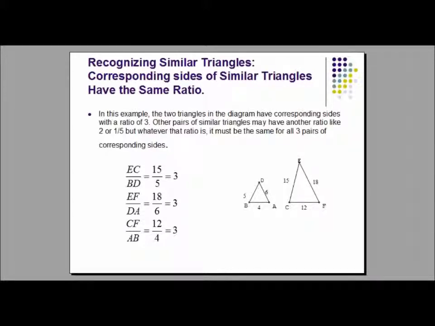Look at the triangles on the right below. Notice that EC in the larger triangle and BD in the smaller triangle are corresponding sides. That ratio of their side lengths is 15/5, which is 3. EF over DA equals 18/6 equals 3, and CF over AB equals 12/4, which is 3.